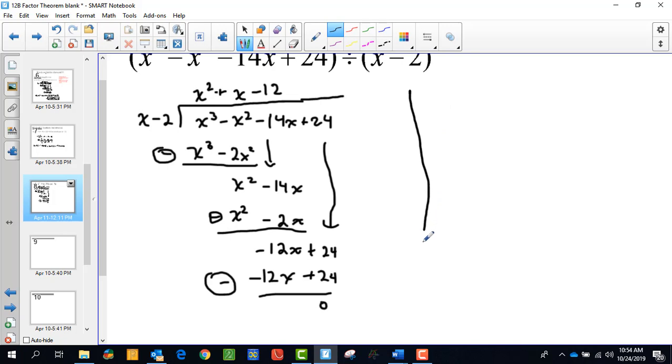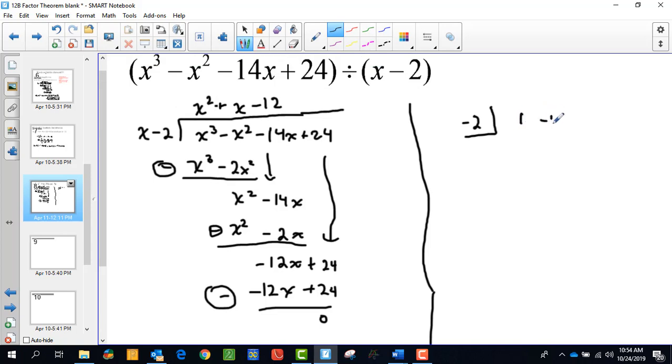The other option, if I just sort of draw a line down here, is synthetic substitution. Synthetic substitution says just take the factor, the number that's there, and then list the coefficients. So the coefficients are 1, minus 14, and 24. And then we just draw a line. We say we're going to bring the 1 down first.